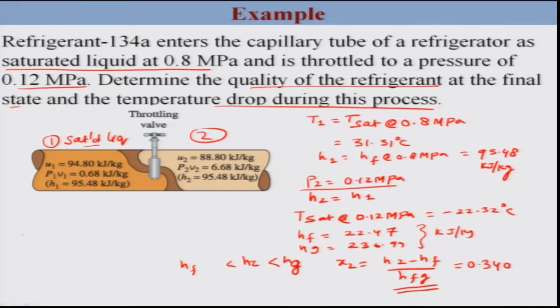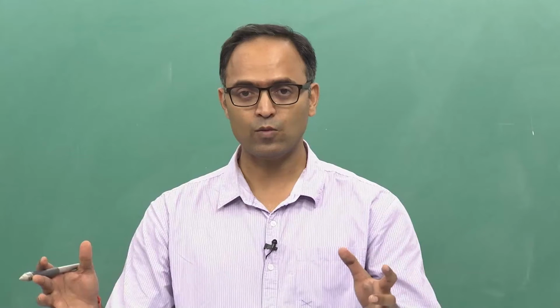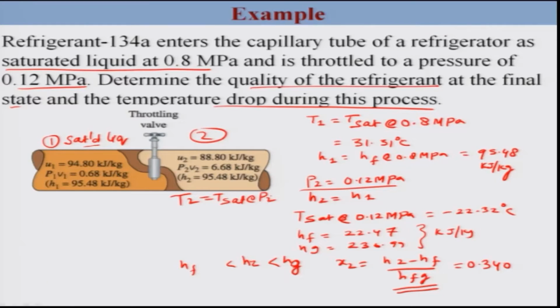So, what would be the state T2 of the final state? T2 is nothing but the T saturation at P2, because the final state is at saturation vapor liquid condition, and hence T2 is nothing but minus 22.32 degrees Celsius. Thus, your change in the temperature, delta T, or the temperature drop, is T2 minus T1, which is minus 22.32 minus 31.31 degrees Celsius, which is minus 53.63 degrees Celsius.